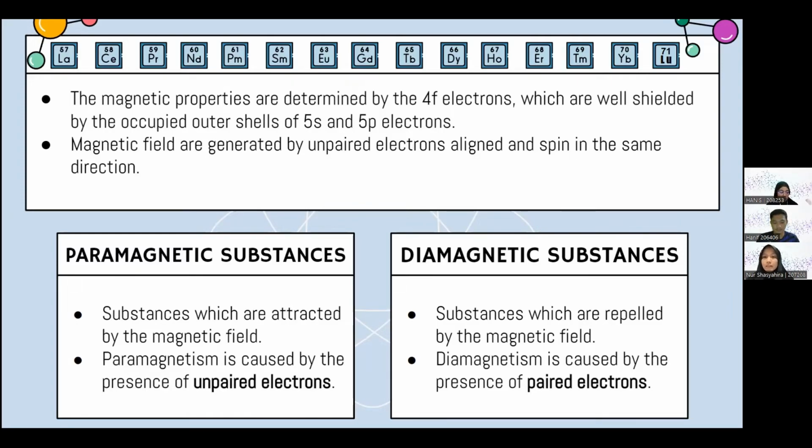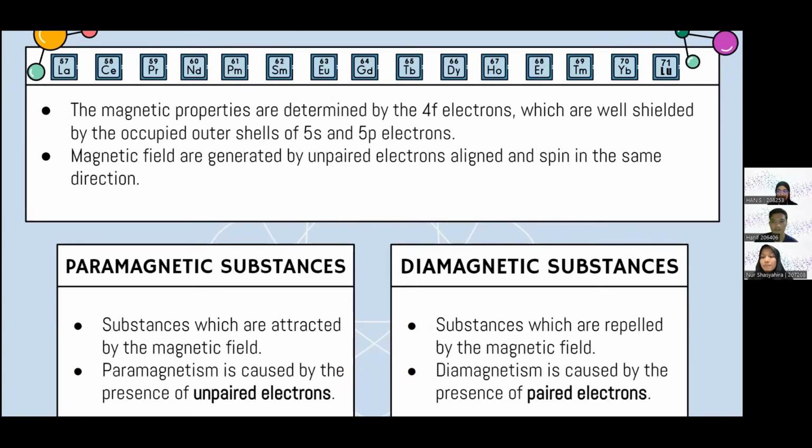Paramagnetic substances are attracted by the magnetic field, and paramagnetism is caused by the presence of unpaired electrons, while diamagnetic substances are repelled by the magnetic field, and diamagnetism is caused by the presence of paired electrons.